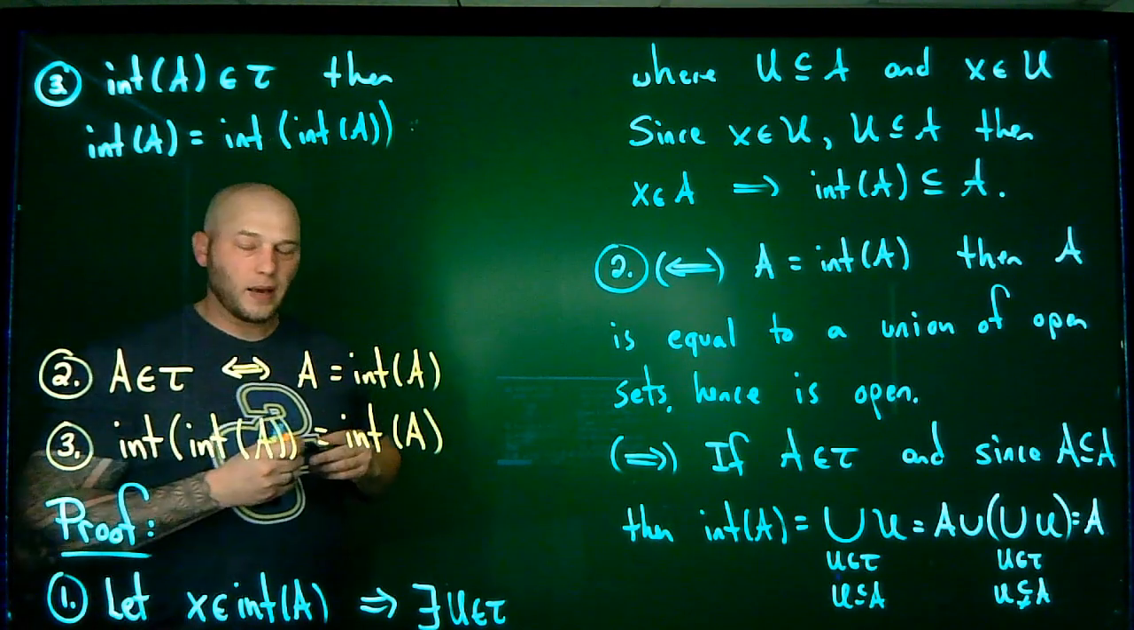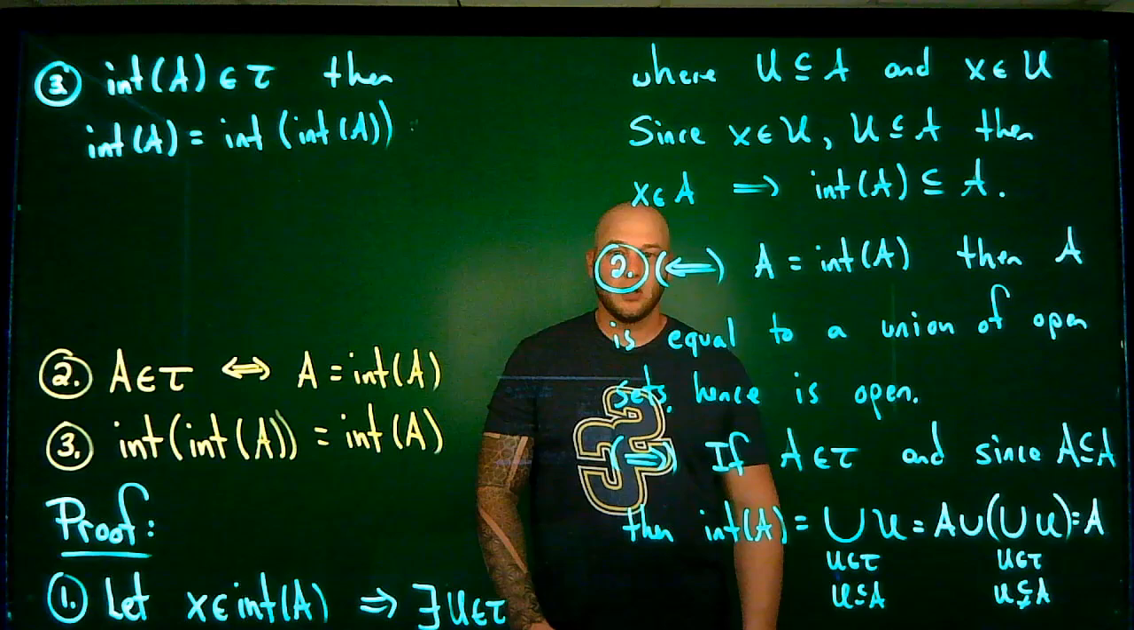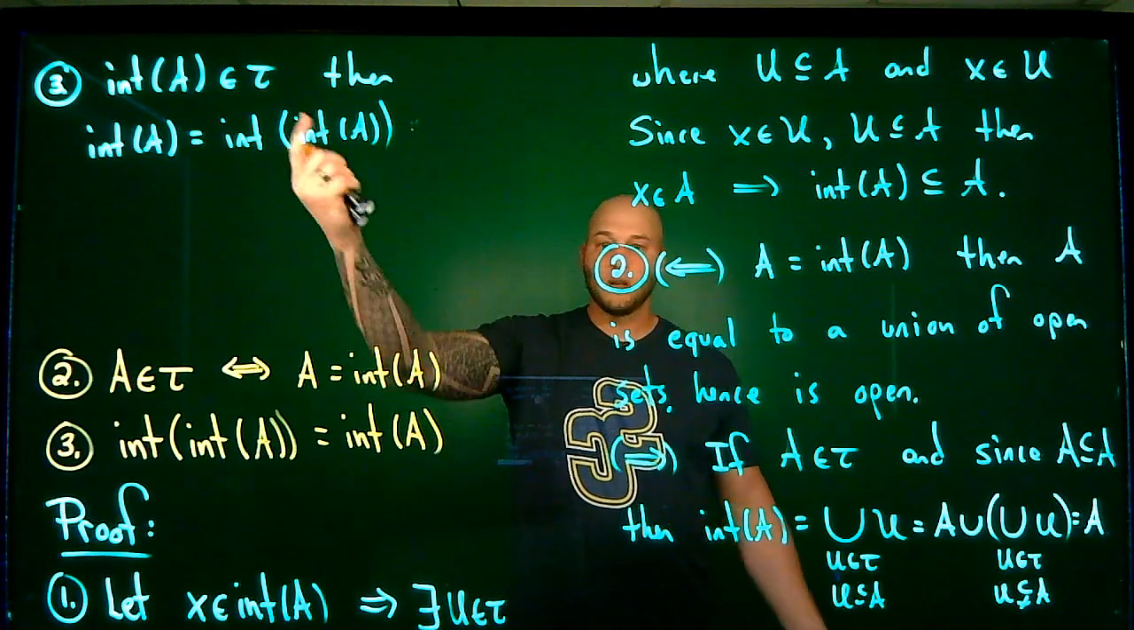And therefore, when I take two iterations of an interior, it does essentially nothing. The interior of the interior is the interior of the original set.